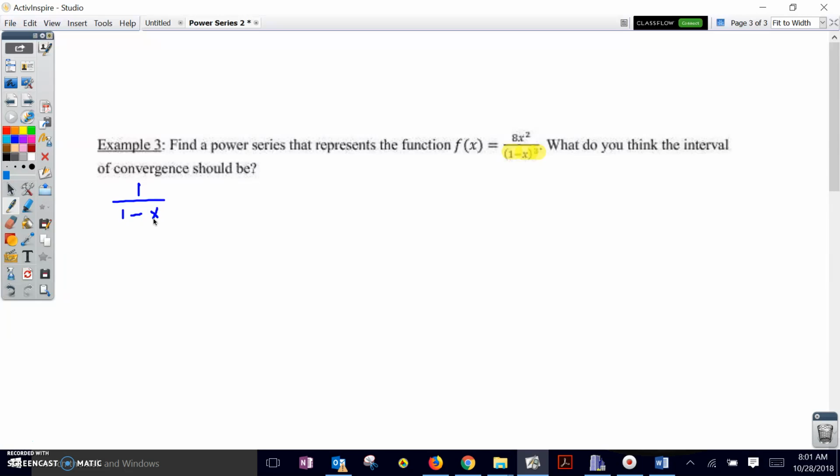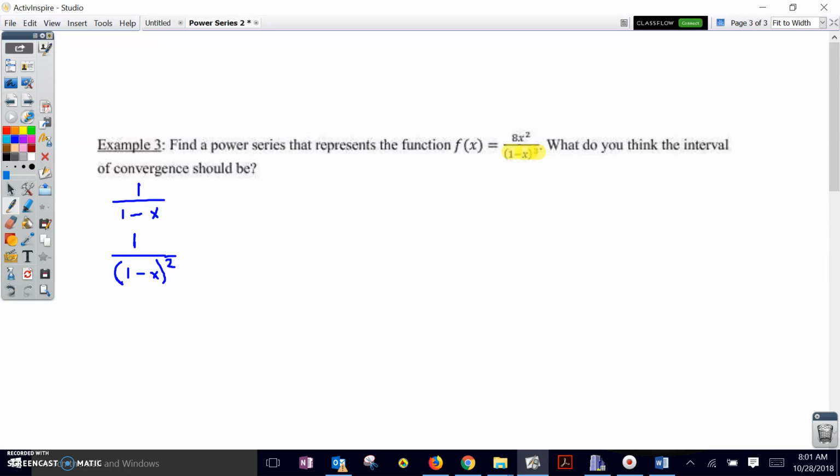So if I take the derivative of this, it's going to be what? Let's see, this is 1 minus x to the negative 1. So the derivative of this is going to be negative 1 times 1 minus x to the negative 2 times a negative 1 for the derivative of the inside. So the derivative of this is just 1 over the quantity 1 minus x, quantity squared.